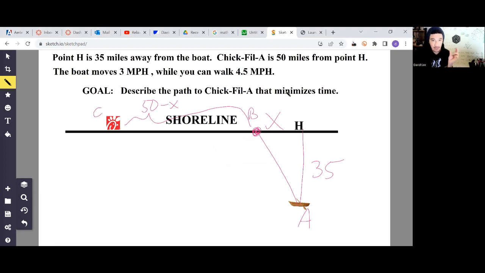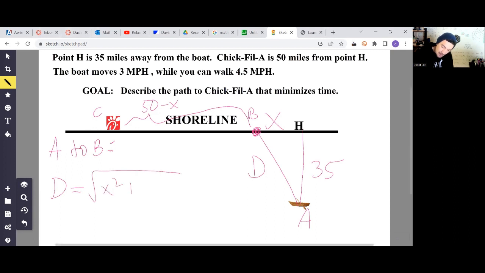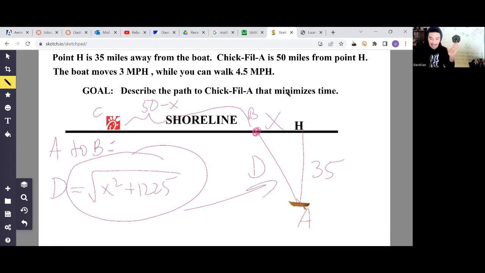So let's break this up into segments. So let's go from A to B. So maybe over here we could say A to B. And to find the distance, let's call this distance D. Go Pythagorean theorem. And you can show that the distance would be the square root of x squared plus 1225, because that's the square of 35. So this distance is for the first leg of the journey from A to B.